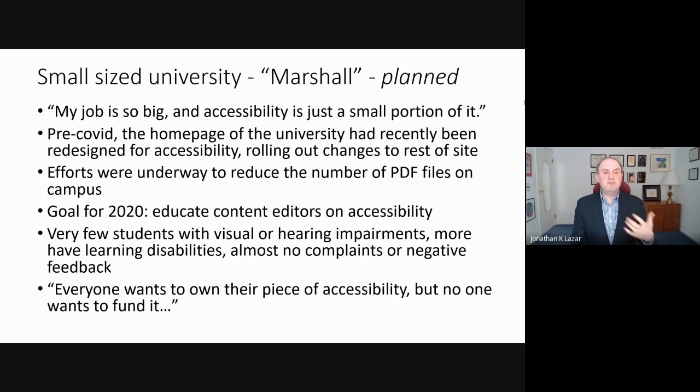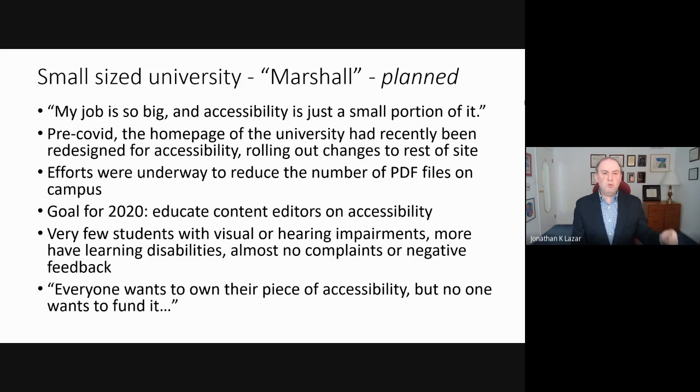Marshall was director of digital accessibility at a small-sized university. Now, Marshall was in charge of digital accessibility, but that was only a part of his job, right? Because it's a small university, they didn't have someone who does digital accessibility full-time. He has a team of people who work with him, but they also do accessibility as a small portion of their job. To quote Marshall, "My job is so big, accessibility is just a small portion of it."